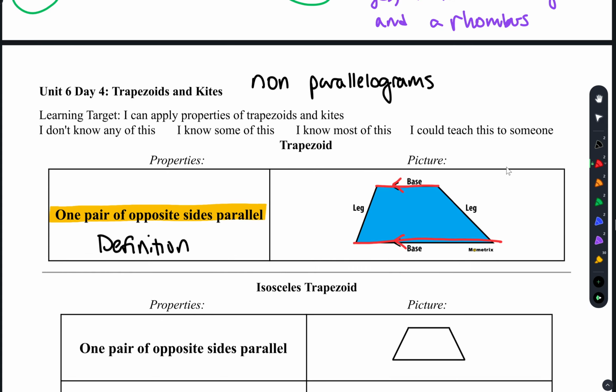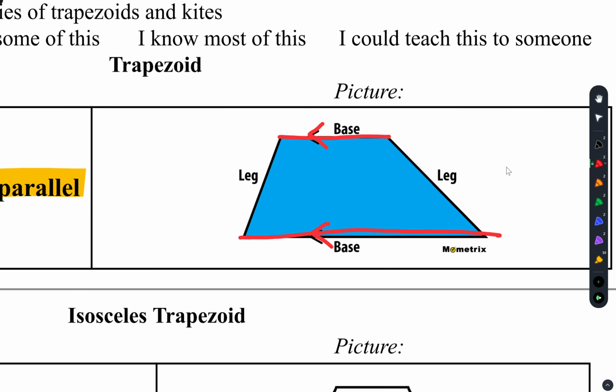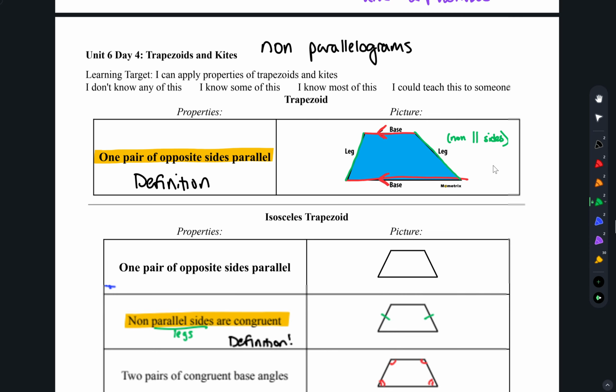We call the 2 sides that are parallel the bases. The bases do not necessarily have to be one on the top, one on the bottom. It depends on the rotation of the way your shape is drawn. They could be on the sides. The only thing that we know is that the bases are the 2 that are parallel to each other. The other 2 sides, the non-parallel sides, are called the legs. That's all we know about the legs, is that they're not parallel to each other. And that is our only property for trapezoids.